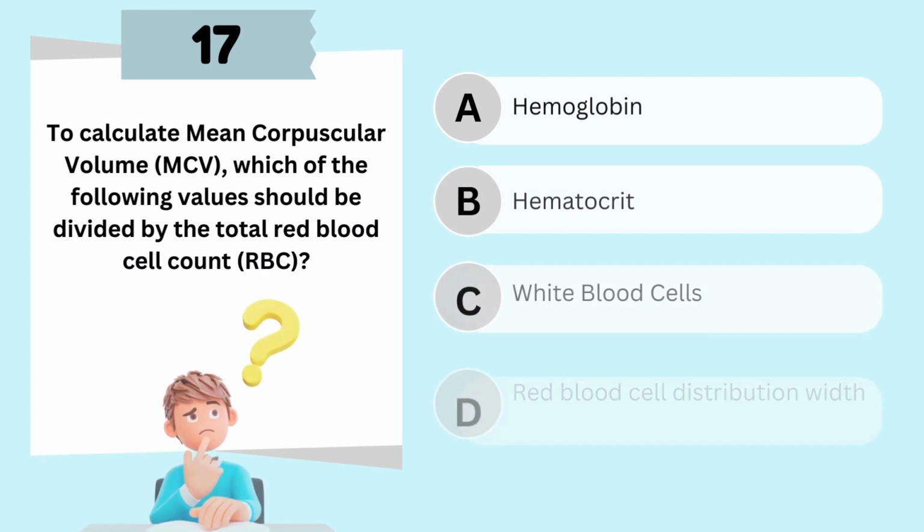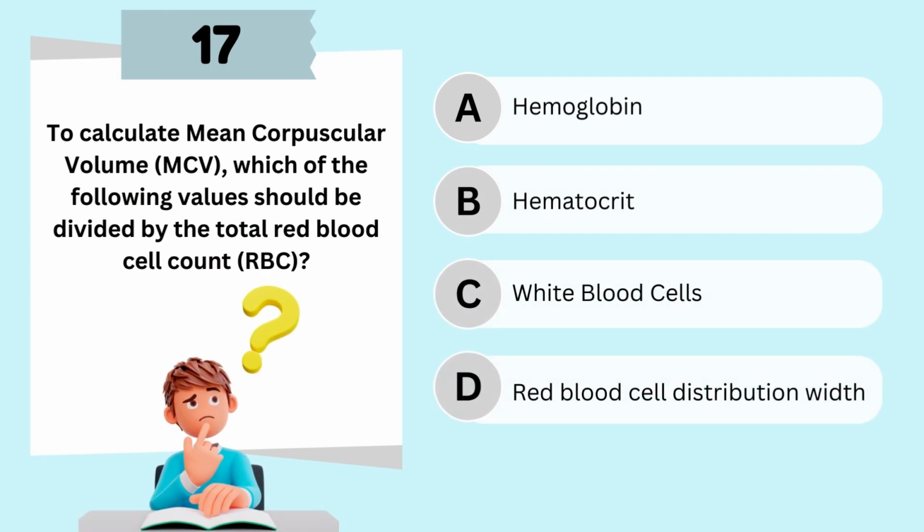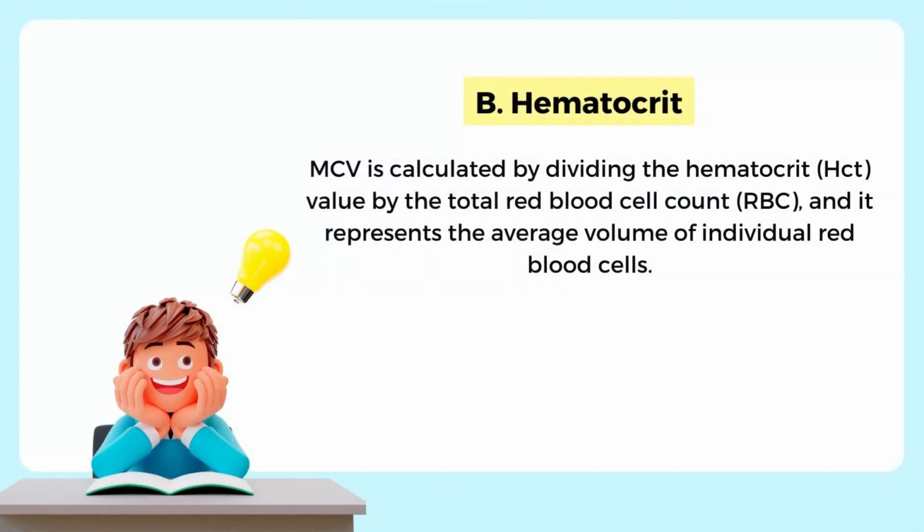To calculate mean corpuscular volume, which of the following values should be divided by the total red blood cell count? The correct answer is B. Hematocrit.